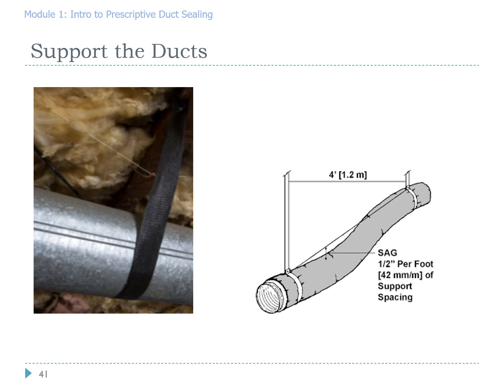Ductwork must be supported. If it's not supported, it will sag. And we can see here, this is nice webbing, a very good way to support both flex duct and sheet metal duct. If you are using straps on flex duct, you have to put the straps closer together than you do on sheet metal.